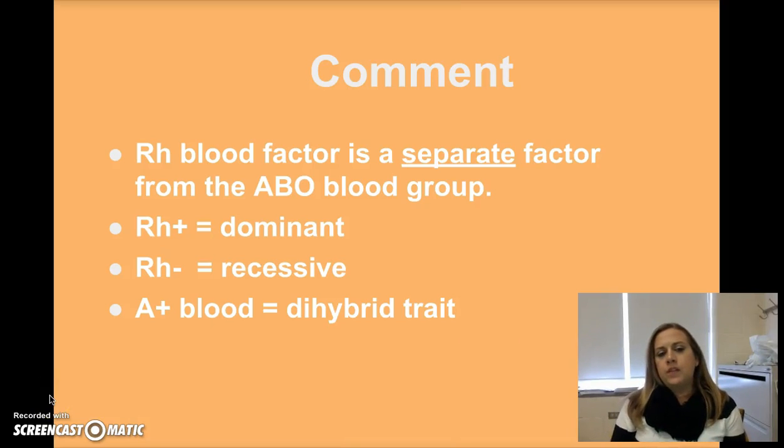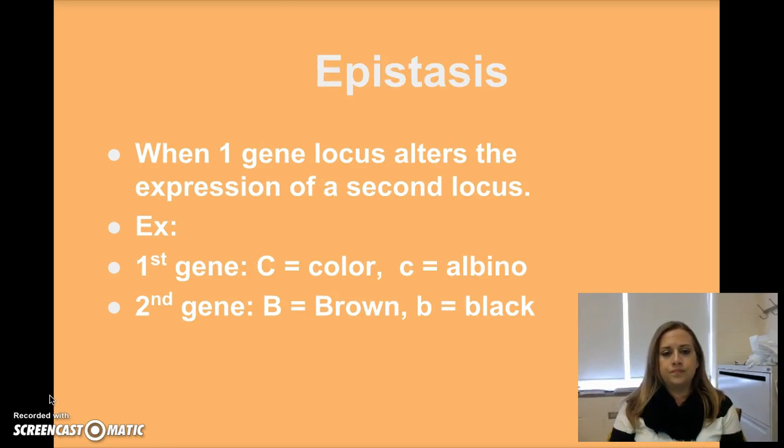So just keep in mind that the Rh blood factor is a separate factor from the ABO blood group, so that's where you have the Rh plus, which is dominant, and Rh negative, which is recessive. And so when you're talking about A plus blood or A positive blood, that is actually a dihybrid trait, and we were only focusing on that example on just if you were type A, type B, type AB, or type O, regardless of the positive or negative.